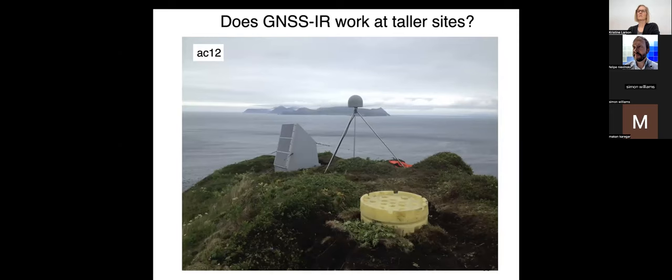I'm glad Simon showed some results for this site, so I don't have to spend as much time on it, but this is the picture of AC12. It was a PBO site that was installed to study volcanic deformation, so it was never anticipated to be a site that was used to measure sea level. However, it was set to track L2C because I asked them to do that, and it is also operating at 1 second. I'm not sure if that was me or just in general, they did it to focus on science that could be done with 1 second data.